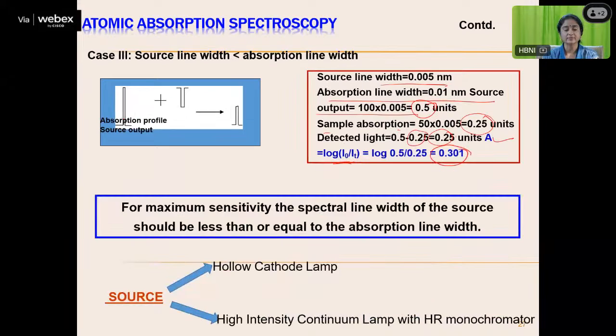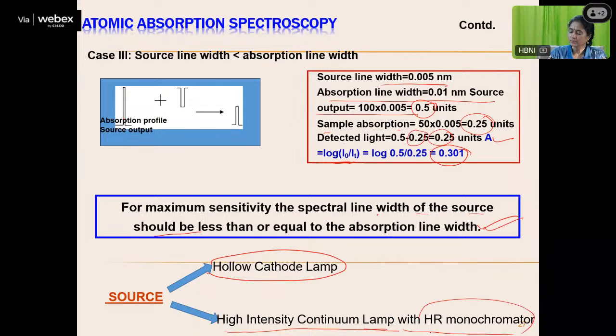So what do we understand from this? That for maximum sensitivity, the spectral line width of the source should be less than or equal to the absorption line width. So this is very, very important. Therefore, a different type of source is required in atomic absorption, which is known as the hollow cathode lamp. But recently, you can use a high intensity continuum lamp, but with a high resolution monochromator which can separate a very fine line from the source.